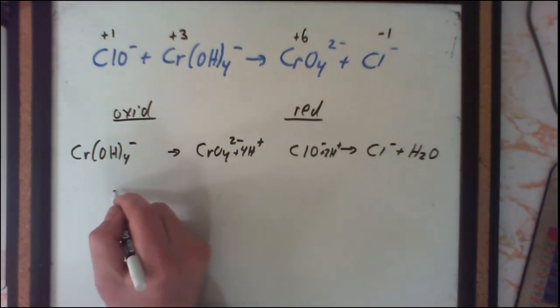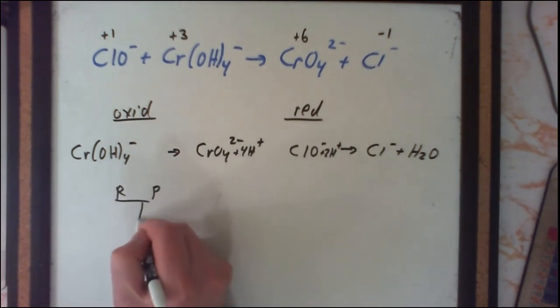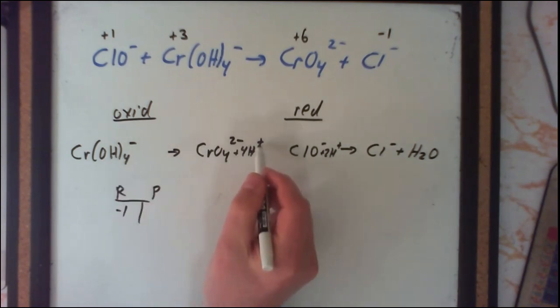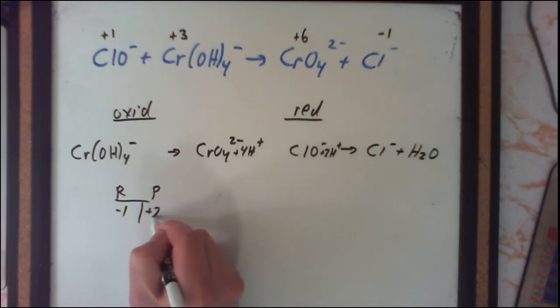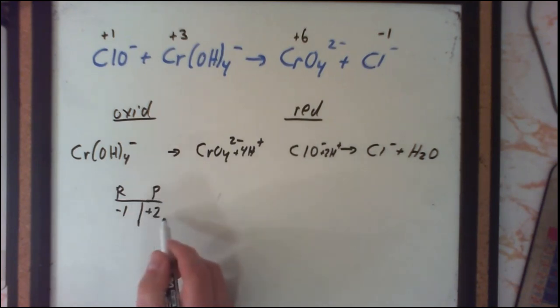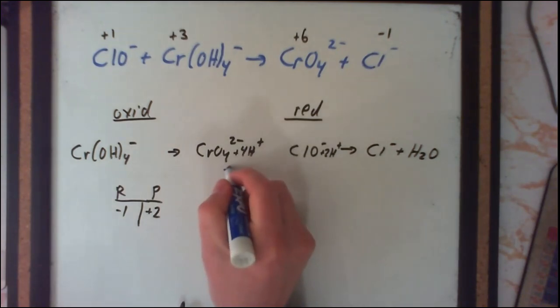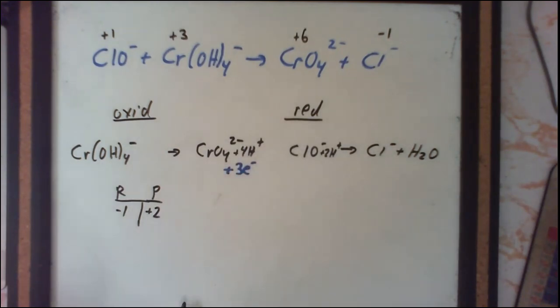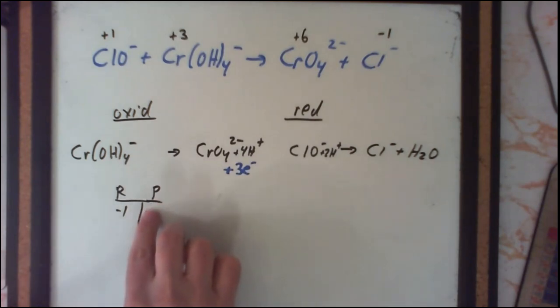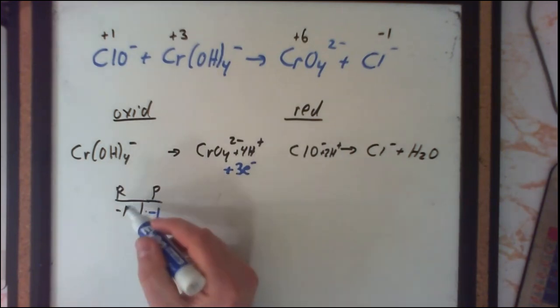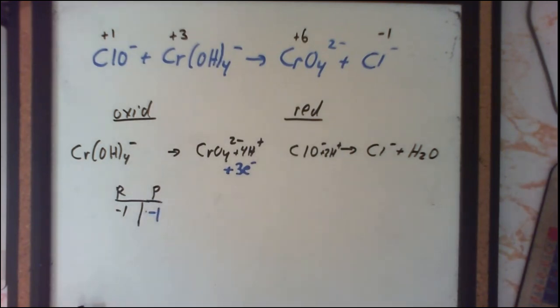Now we want to charge balance both half reactions. We have a -1 on the reactant side versus a -2 + 4, which is a +2. So to balance that, I need to reduce this +2 down to a -1. I can do so by adding electrons, and specifically I need to add 3 electrons to give me a -1 on the product side total charge, which matches the -1 I have on the reactant side.